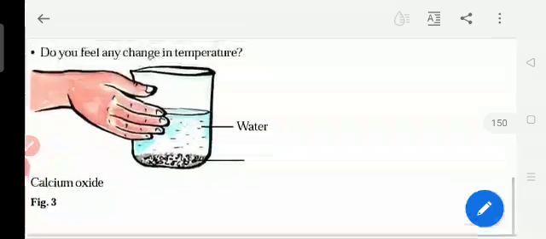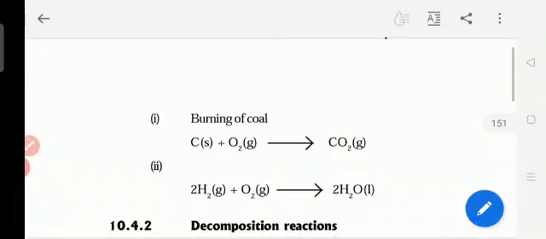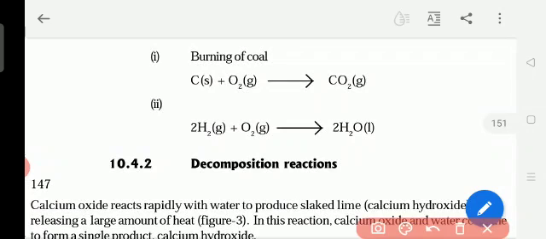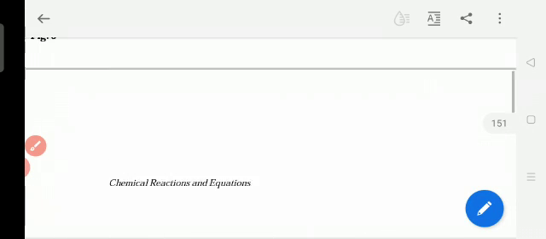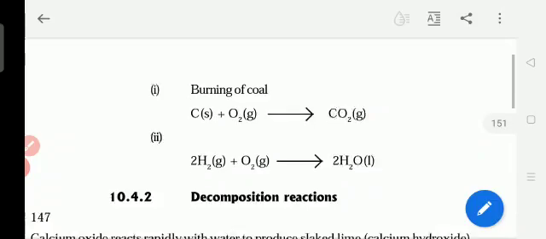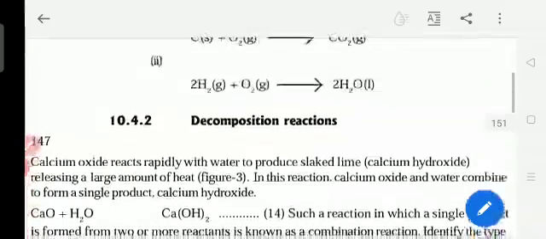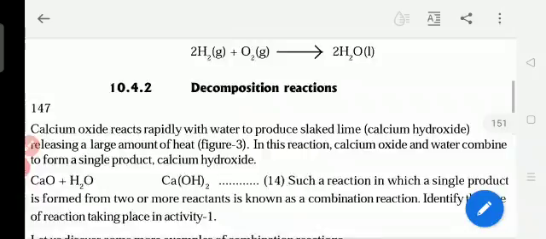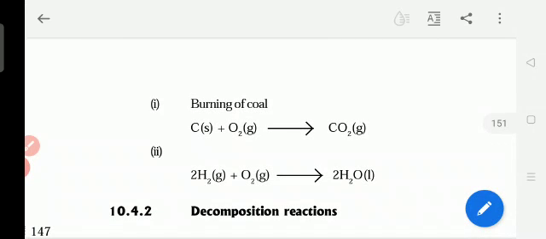Okay. So just I will explain in a short way. So combination reaction means what? Okay, so there is a definition in the textbook. So just I will read, you underline that point, page number 147. Okay. So combination reaction means in this reaction, when a single product is formed from the two or more reactants is known as a combination reaction.